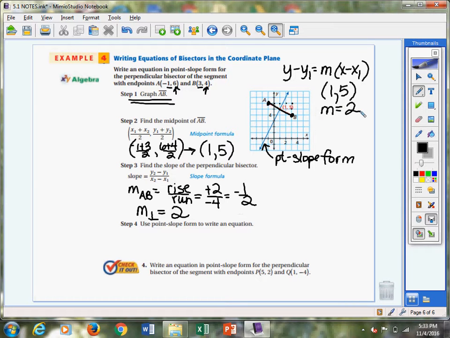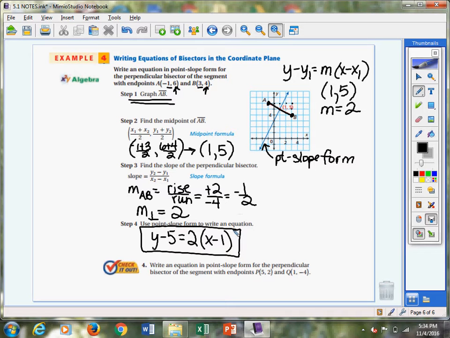So now we have a point, which was our midpoint. We have our slope, which is our perpendicular slope, and now we can plug into y minus 5 is equal to 2 times x minus 1. And that's the equation of that blue line in your graph there.